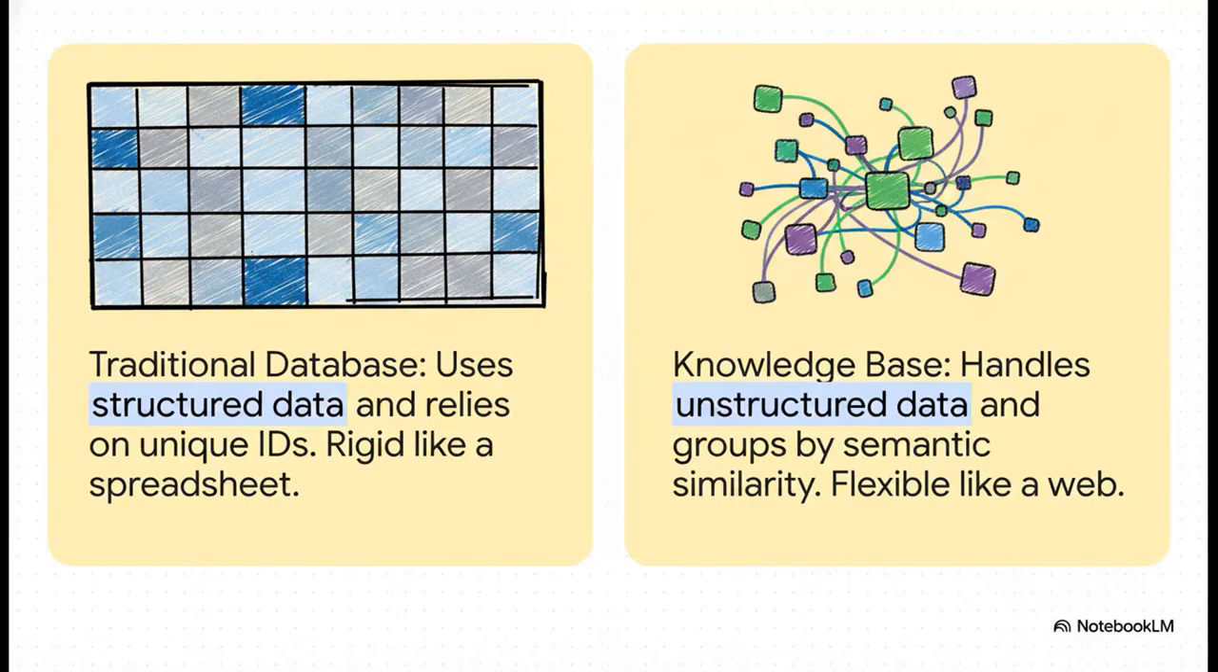Now, this isn't done with some old-school database. Think of a traditional database like a super strict spreadsheet. Everything has to be perfectly organized with a unique ID. But the internet? It's not like that. It's a mess. So modern systems use something called a knowledge base. It's way more flexible, kind of like a web of info. It can handle all that unstructured data because instead of looking for perfect IDs, it groups things based on how similar they seem. And that flexibility is absolutely crucial.